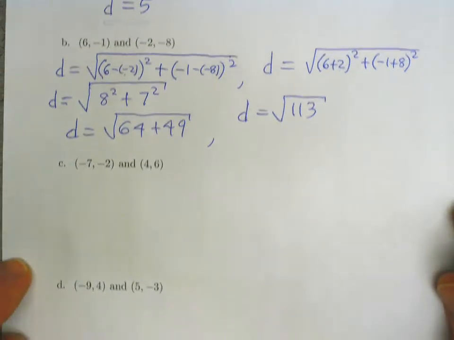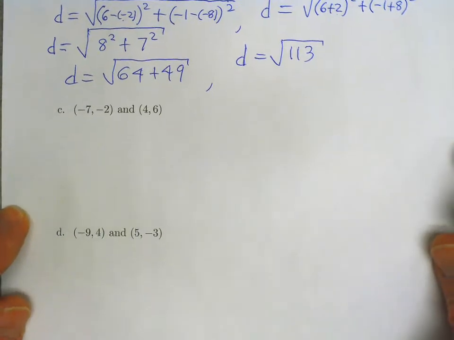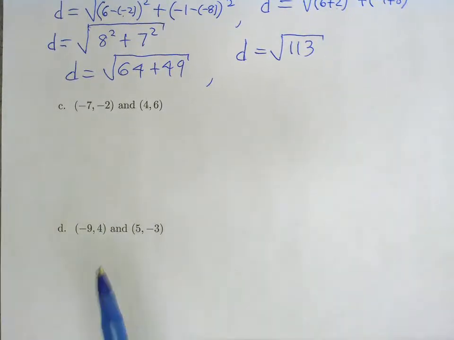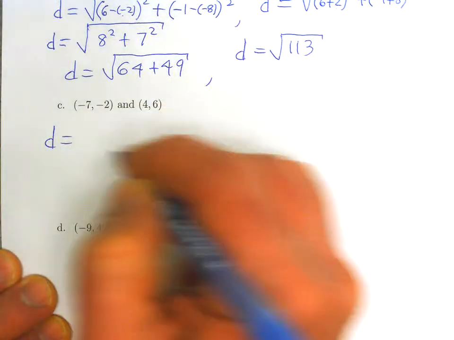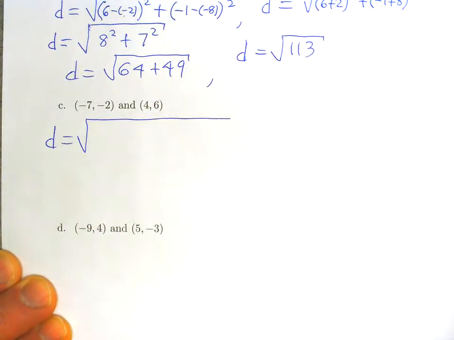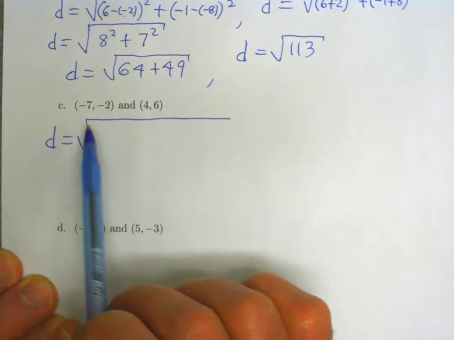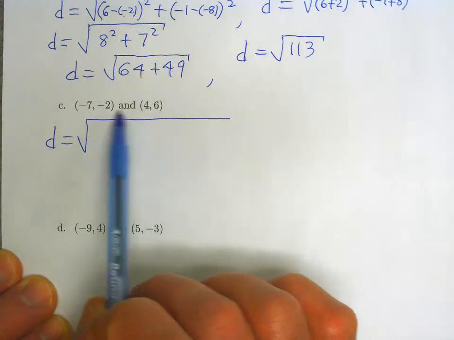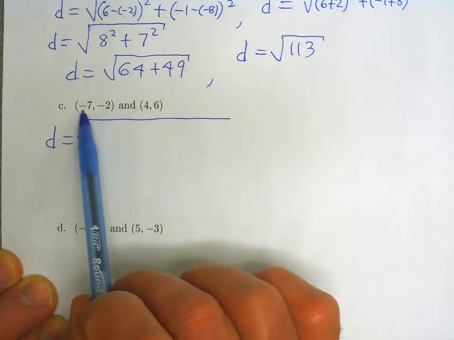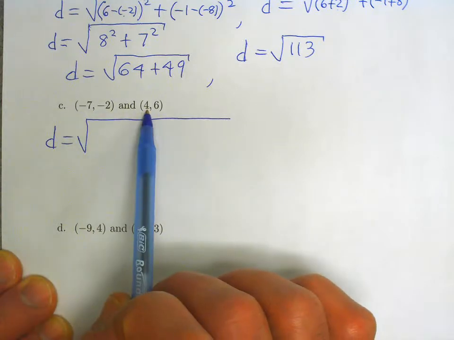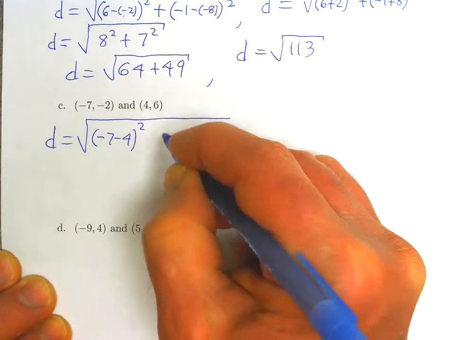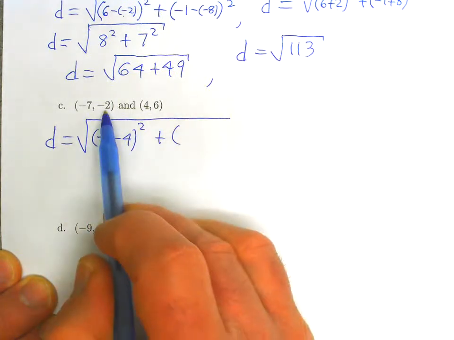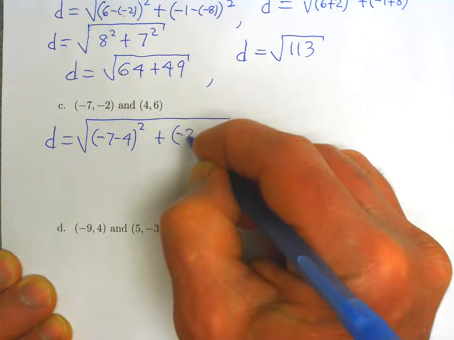Okay, we'll look at a couple more examples. So use the distance formula to find the distance between these 2 points. So the distance equals the square root of some stuff. So I'll focus on the x-coordinates first. -7 is this x-coordinate, and this one is 4. So I'm going to, in parentheses, write (-7 minus 4) quantity squared, and then plus (-2 minus 6) in parentheses squared.